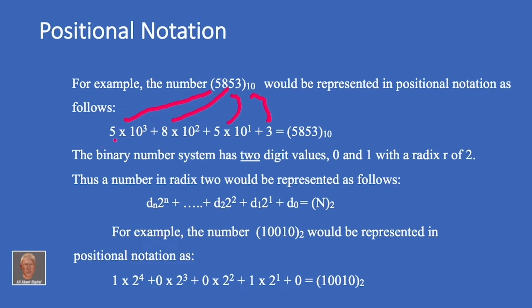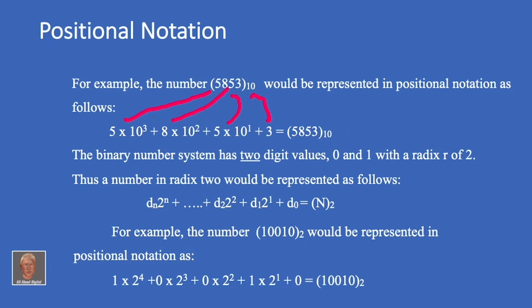So the number is written as 5 times 10 cubed plus 8 times 10 squared plus 5 times 10 plus 3, which is equal to 5,853 base 10. Now you could say this is like 5 times 10 to the 3 is 5,000 plus 800 plus 50 plus 3 is equal to 5853.